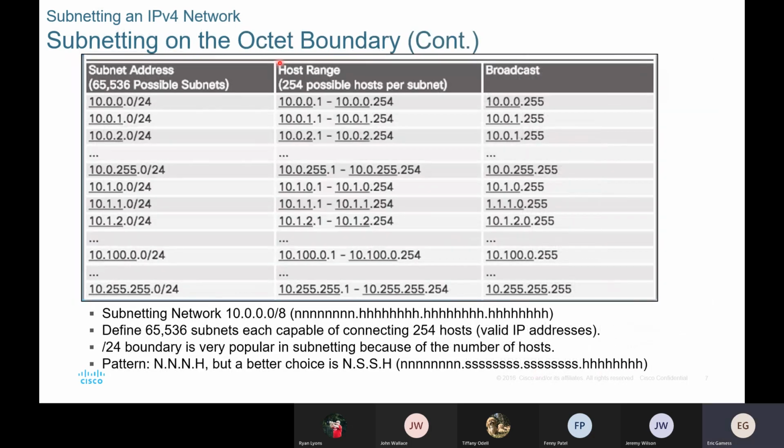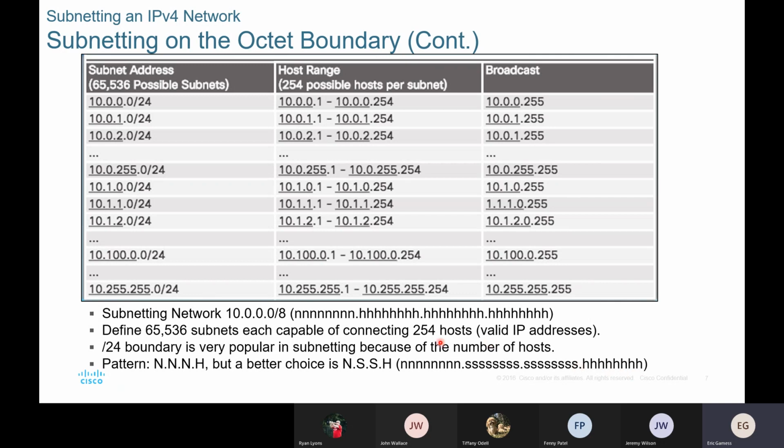Let me show you a second example. We are still starting with the network 10.0.0.0/8, but this time, instead of borrowing 8 bits, we are going to borrow 16 bits. If you look, the initial pattern is 8N and 24H. If I borrow these 16 bits and convert them into subnet bits, look at the new pattern: we will have 8N, 16S for subnet, and 8H for host bits.